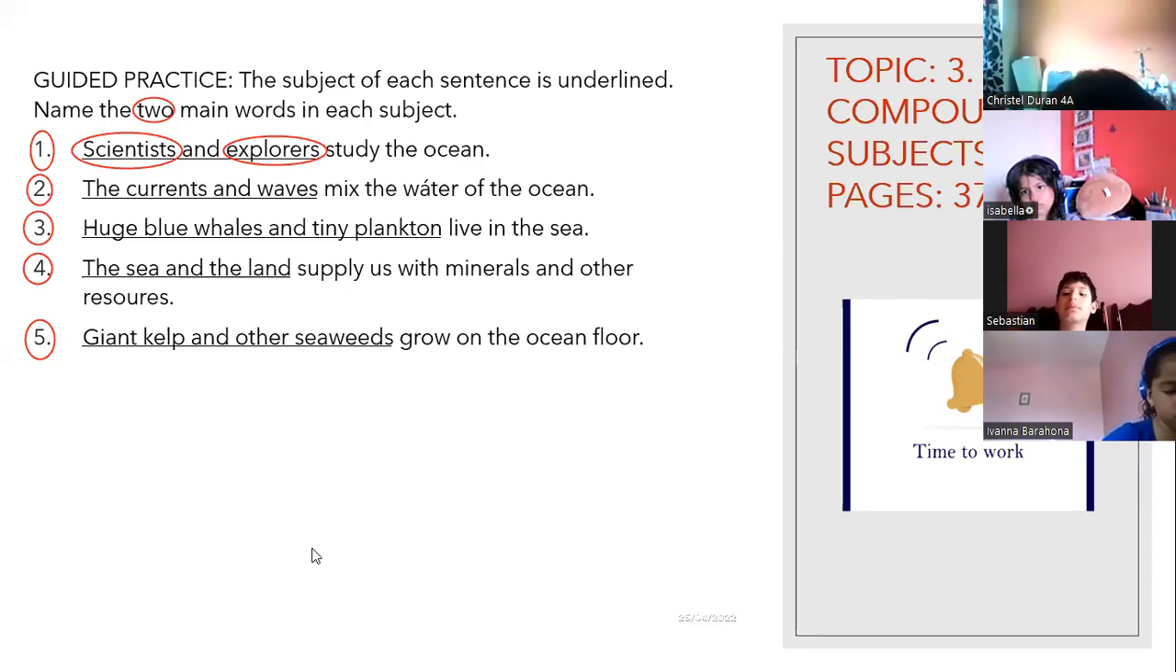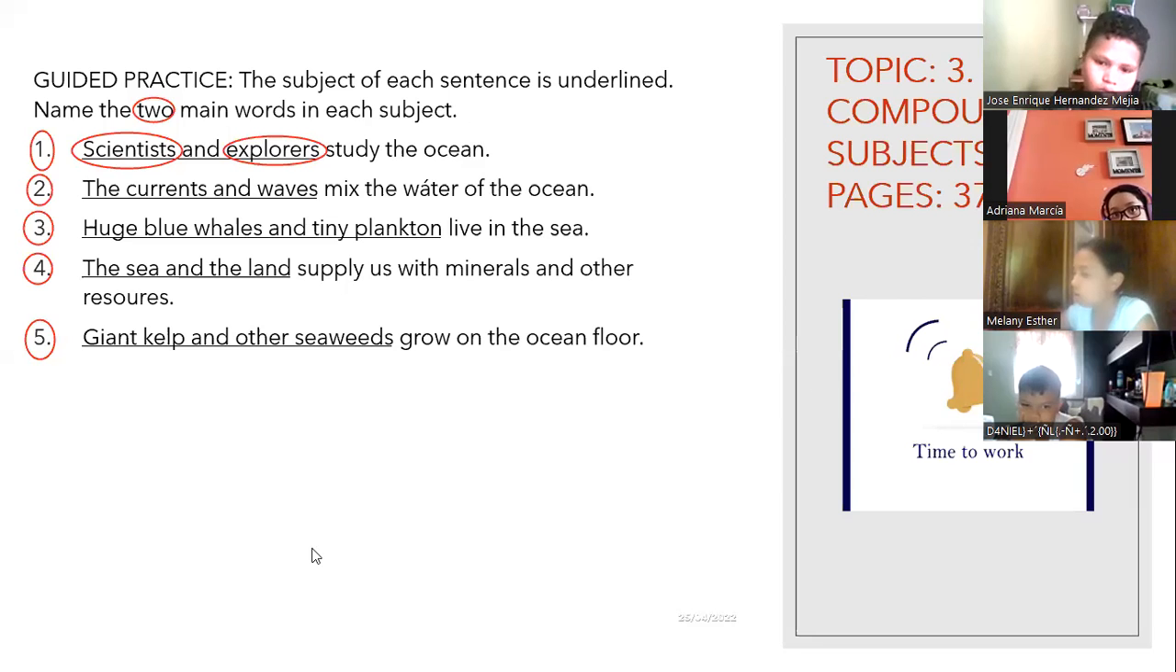I want another student, not Santiago. Daniel, you are not copying. You are holding your jaw with your hand. You are not copying.